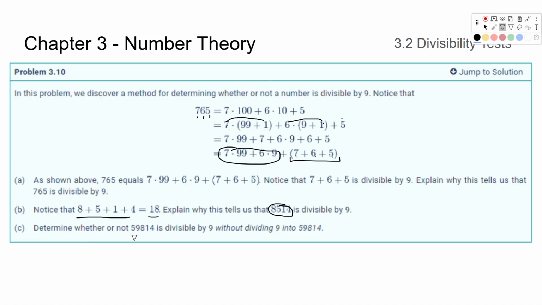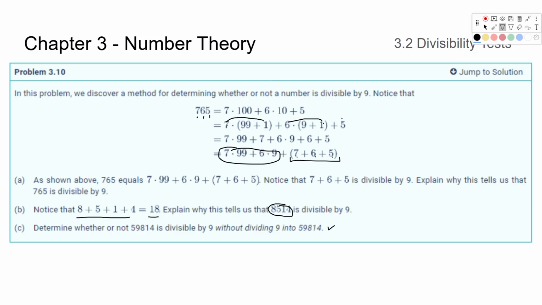All right, so determine whether or not 59,814 is divisible by 9 without dividing 9 into all that stuff. All right, so we just showed that if you add up all the digits and that is divisible by 9, then the number is divisible by 9. So let's see what we got here. We have 5 plus 9 is 14, plus 8 is 22, 23, and 27. 27, and that would be divisible by 9. So this would check out to be divisible by 9.